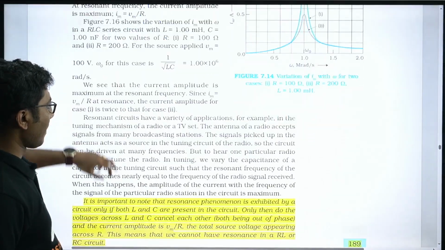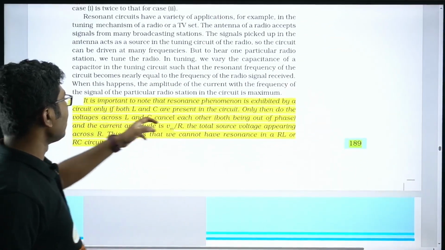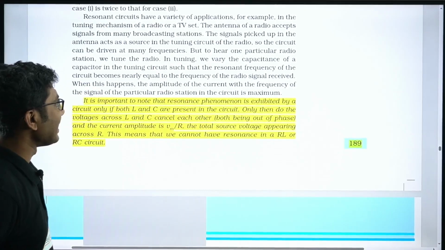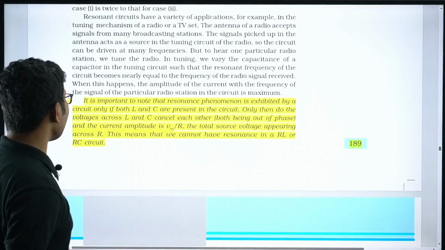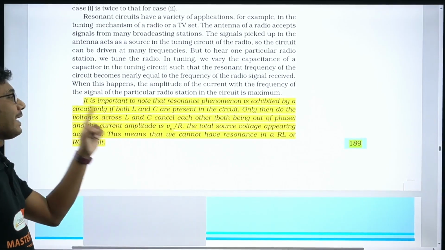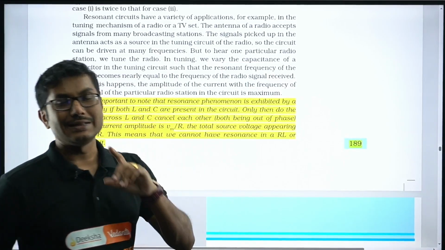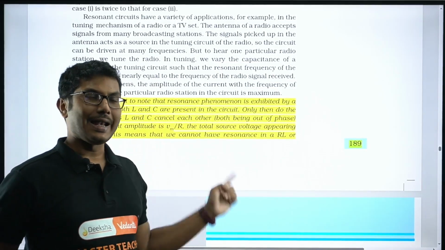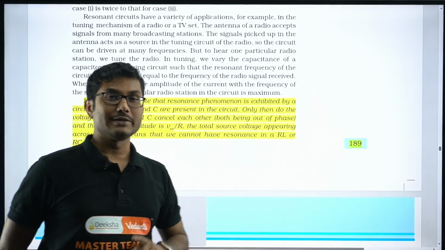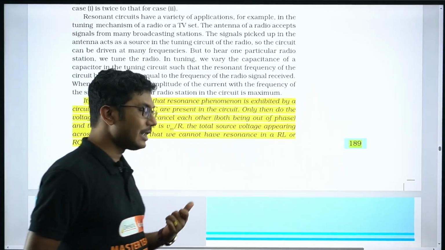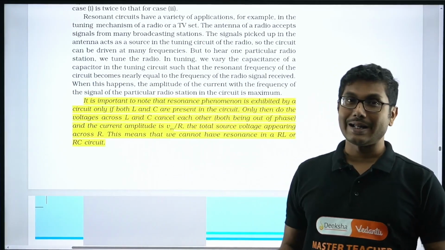Now it is important to note that the resonance phenomenon is exhibited by a circuit only if both L and C are present in the circuit. Now R is not mandatory, but L and C both have to be there. It is not possible if you connect only R and L or R and C.